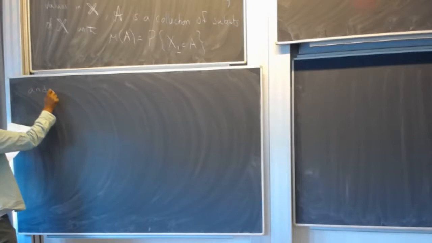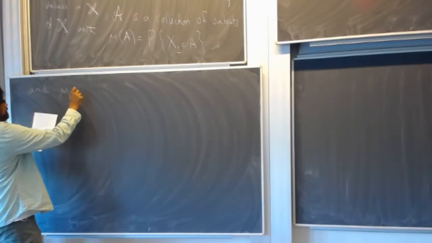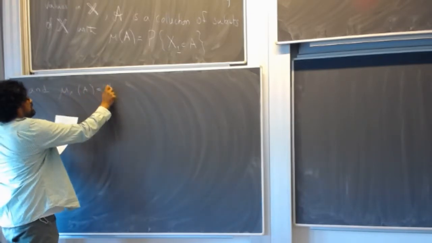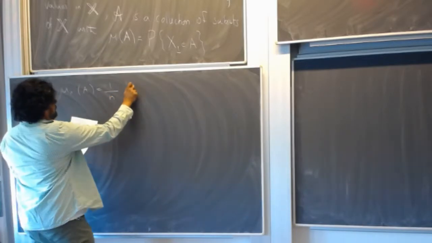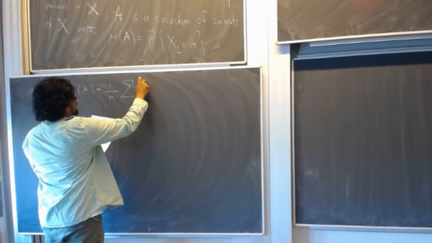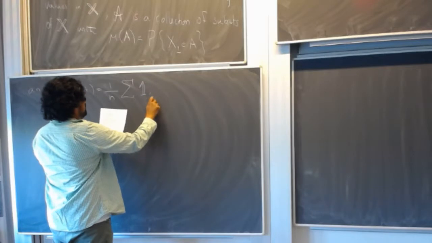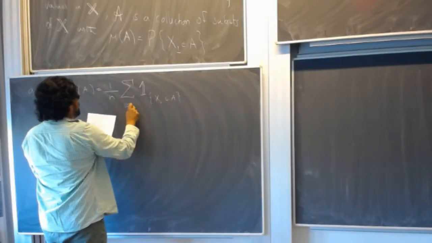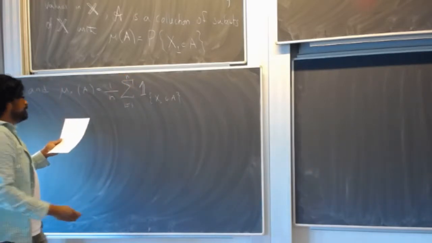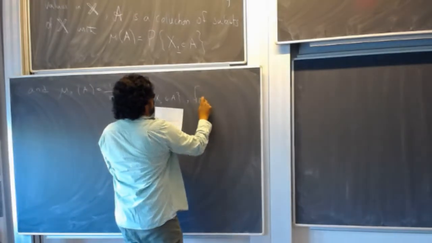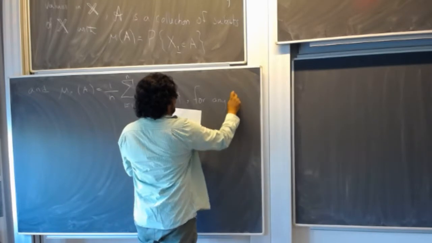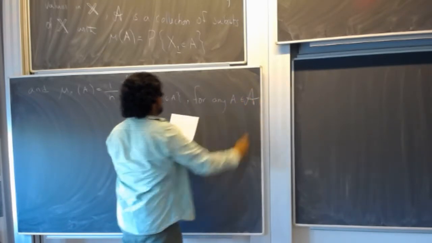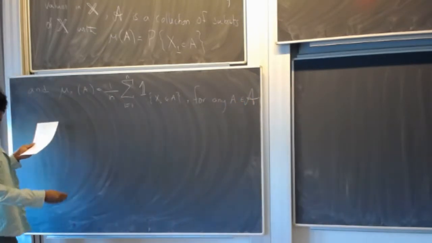So what else do we have? And mu sub n, it's just the relative frequency of the number of points that land in it, or the empirical measure, for any A in script A. So that's the more general setting.